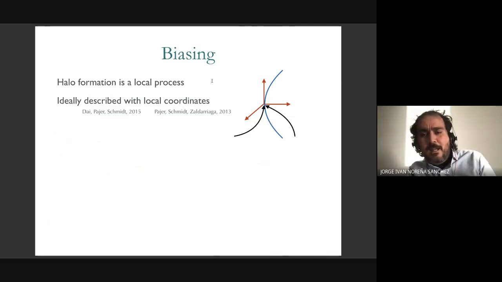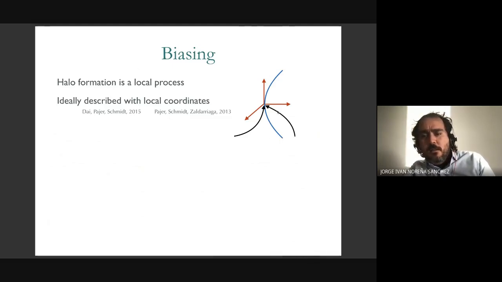So the next step is biasing. Biasing has been discussed very much in the literature. I don't have space to cite all these papers. There are groups that have already done many works on this. They're very interesting, but I just want to focus on a very specific discussion.